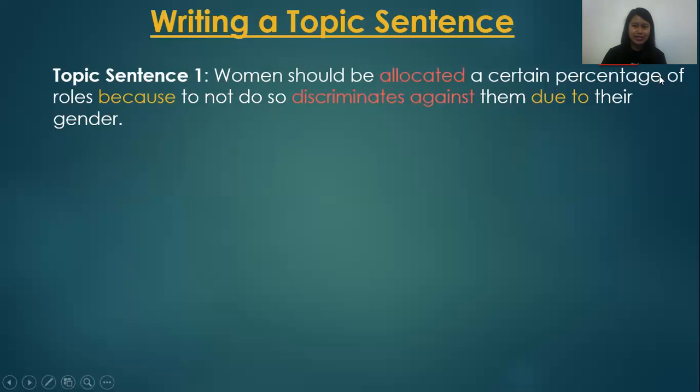First, we state the answer. We state that we agree that women should be allocated a certain percentage of roles. And why do we agree to that? Because not doing so discriminates against them. Now, how about for the second main idea?